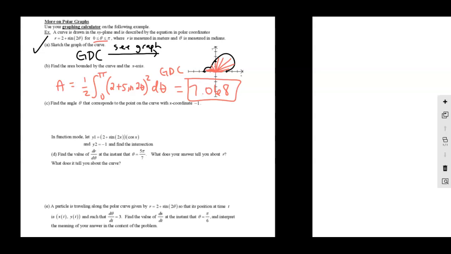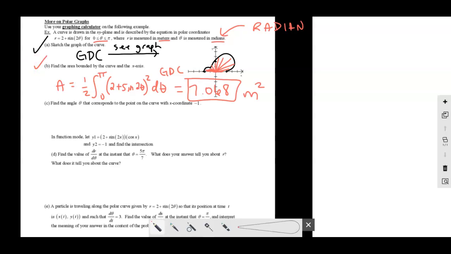We could probably put units on this if we wanted to, because it did give me some measurements. R is measured in meters, so that would be meters squared. I bet if you didn't put units, you would probably be okay. But since there's units in this question, right, we had meters and we had radians. Again, that's going to tell you, make sure you're in radian mode. It's really rare that we ever use degree mode, but that tells you specifically radians. All right, there we go. Part B's done. Now let's look at the interesting part, part C.